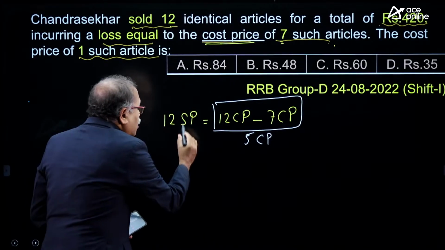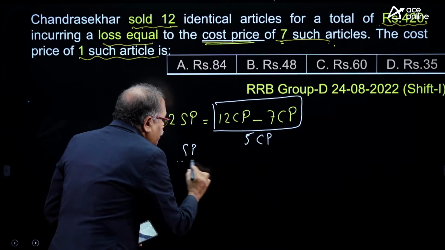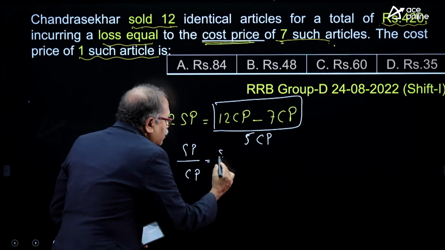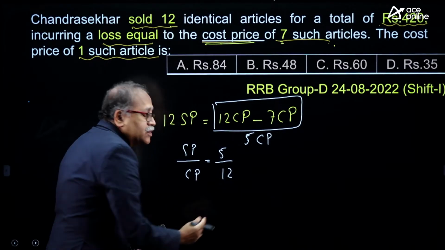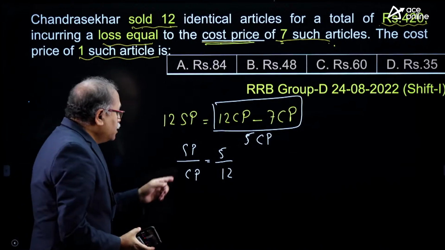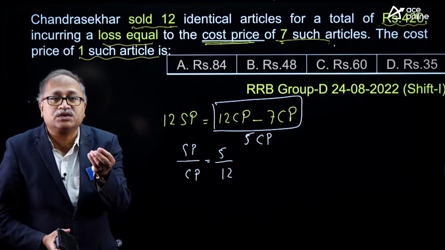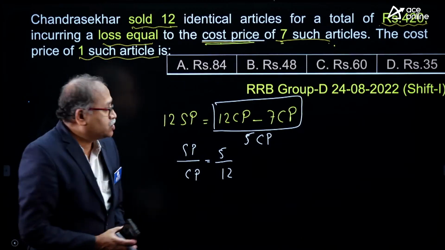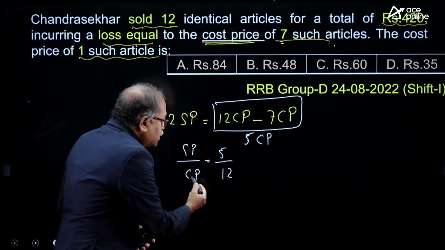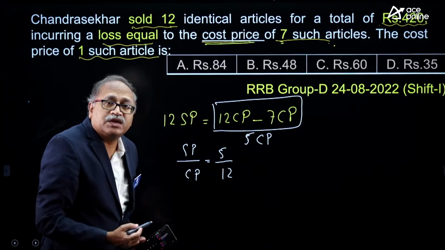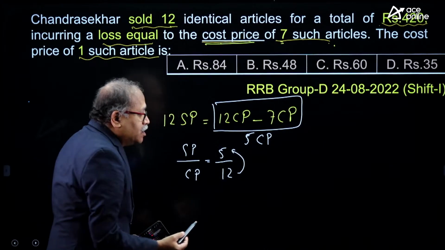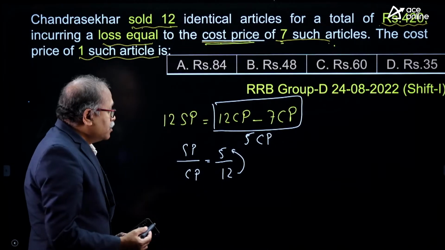So, what is the ratio of SP to CP? SP by CP is equal to 5 by 12. That's all. Once you have the ratio of the CP and SP, you can find out the profit percentage. So, here if the CP is 12, the SP is 5. So, there is a loss over here.